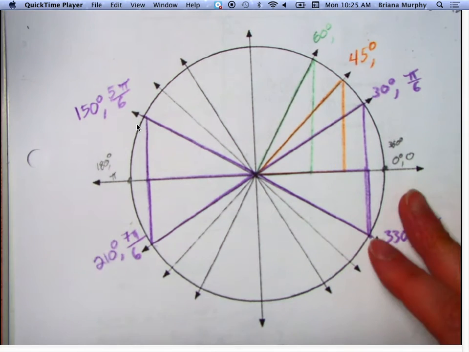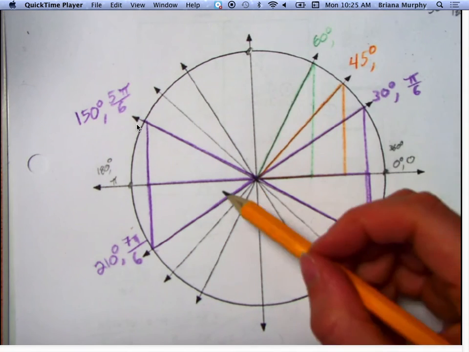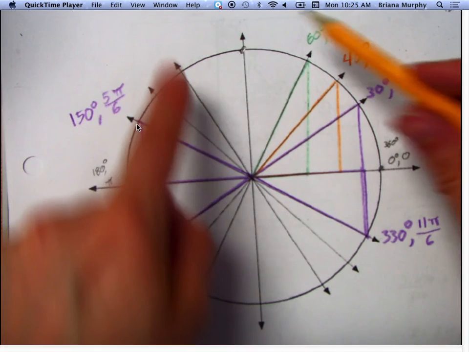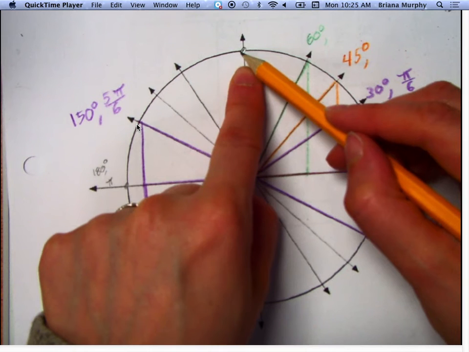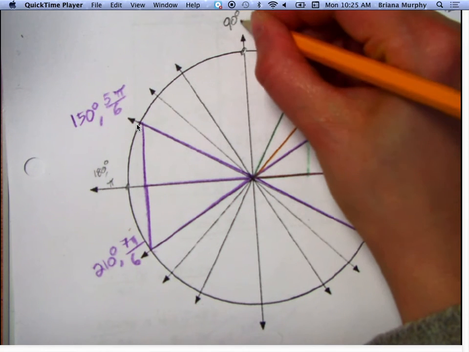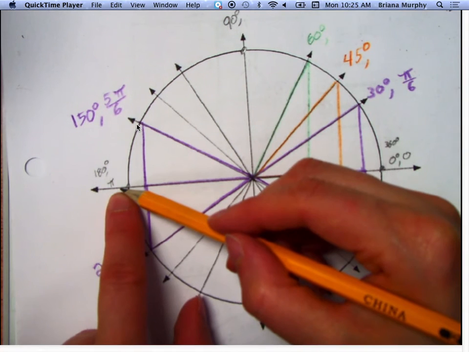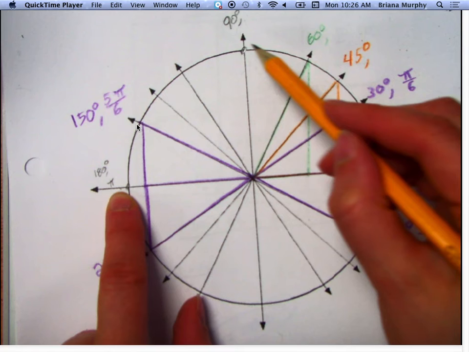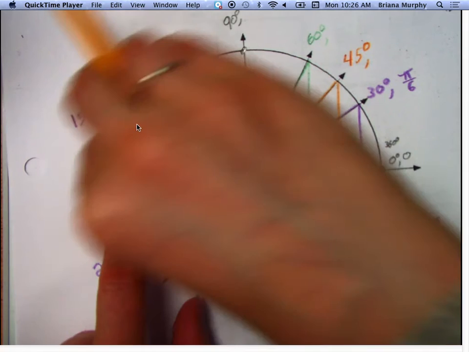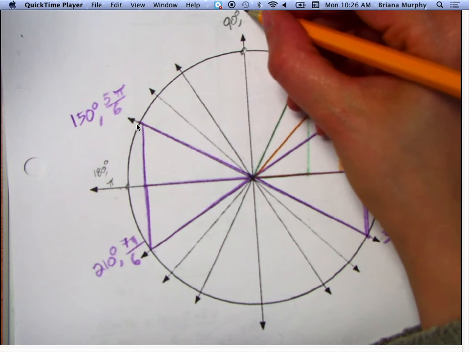Before we move on, though, this angle right here is going to be what? From here to here? 90 degrees. And if this whole thing is pi, how far is this to pi? Half of it. So pi times 1/2 is pi over 2, right?